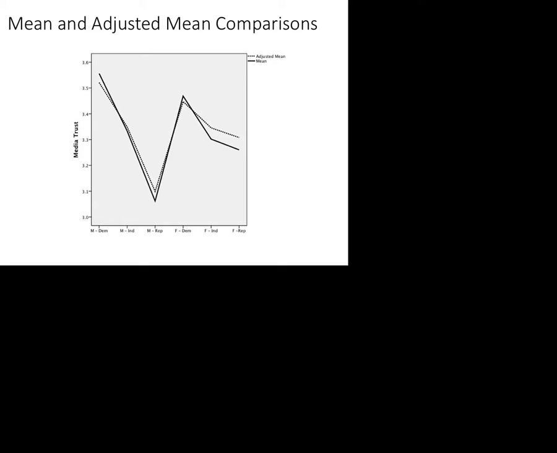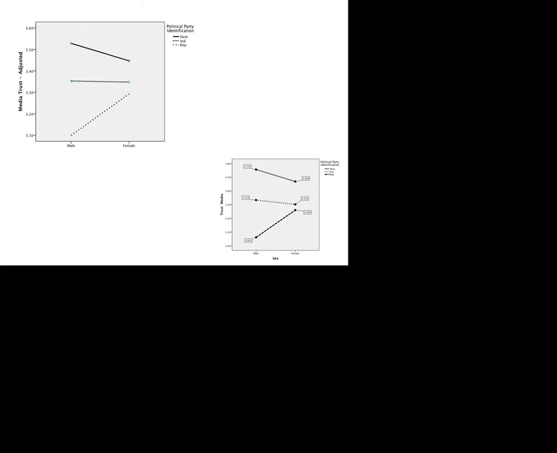Substantively, you would not make different conclusions regardless of whether you used the estimated means or the raw means, the actual means before the covariates were considered. We'd come to the same conclusions here as we would with the one-way ANOVA or the two-way ANOVA that we did last week.